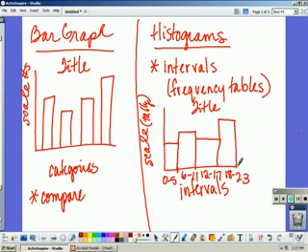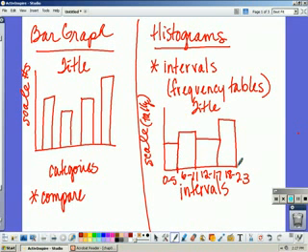What do you notice about this histogram that I just created versus this bar graph right here? What do you see as a difference? AJ, what's one difference? They connect, and actually that's a big difference in the two. Now, sometimes we don't see them touching each other. Sometimes there's a little space in between, and that's okay. And sometimes bar graphs touch each other, and that's okay. It depends on where you're looking.